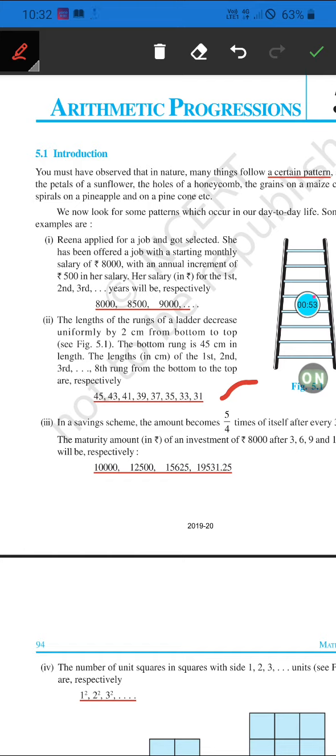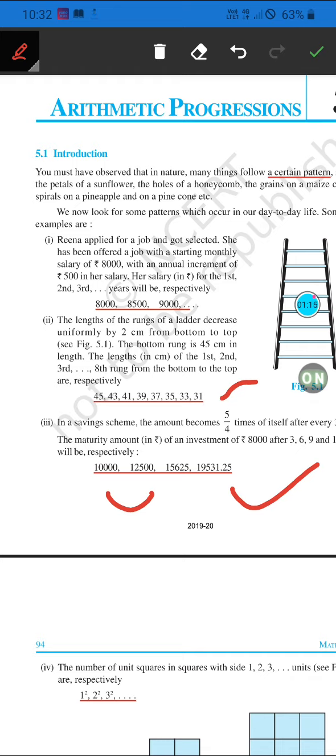See here: 45, 43, 41, 39, 37, 35, 33, 31. What is the next number? That's 29. You can say that the difference is common between the consecutive numbers. So the difference is common. What is that? 2. In this set of numbers, the difference is not the same.